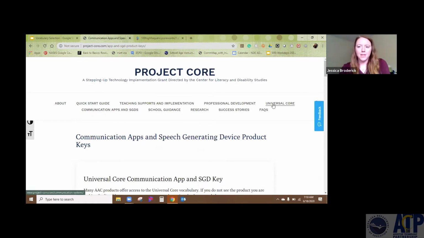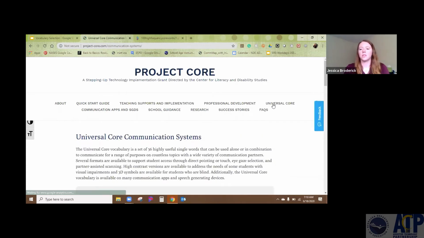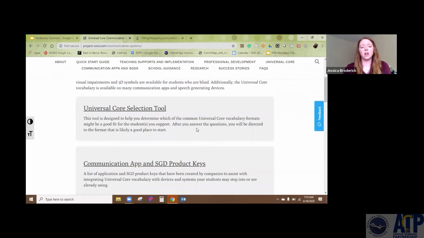And finally, and maybe the coolest thing, if you click on their Universal Core tab, first of all, there's a selection tool. So if you're not sure where to get started with a student, this is just a little quiz that goes through, what's the student's vision like? Do they need something that's small, something that's bigger? Can they pick something from a field of 4, or can they pick from more? What are their receptive skills like? Those kinds of things. So that will direct you to a format that would give you a good place to start.